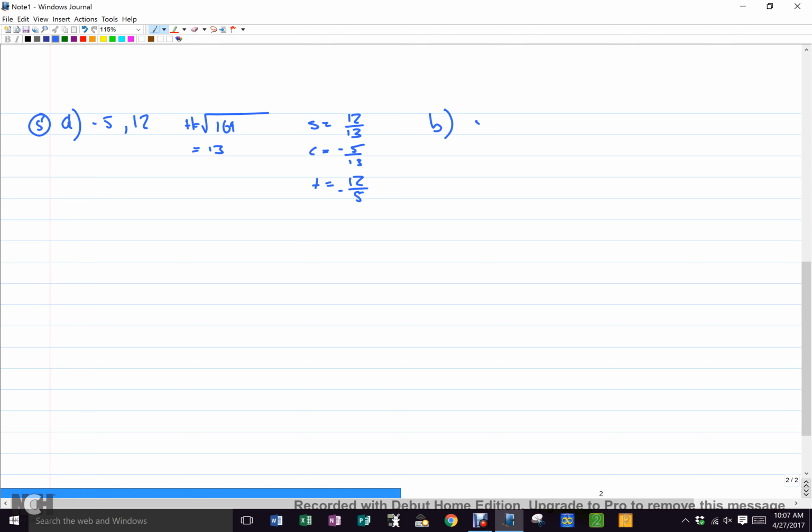B was (5, -3), so it's the root of 25 plus 9, which is root 34, is your hypotenuse. So sine is negative 3 over root 34. Your cos is 5 over root 34. And your tan is negative 3 over 5. No, I always do that wrong. No, that's right. Tan is y over x.